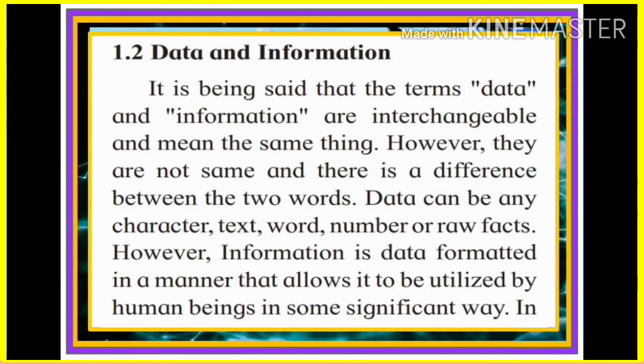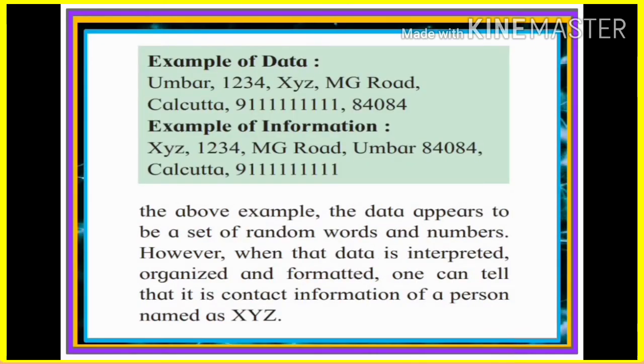When you arrange your data systematically, it forms information. Means information is formatted data. In the above example, the data appears to be a set of random words and numbers. However, when that data is interpreted, organized, and formatted, one can tell that it is contact information of a person named XYZ. Means when you arrange the raw data, it may be a character, text, word, or numbers, in a systematic way, you will get the information. Means meaningful data is called information.